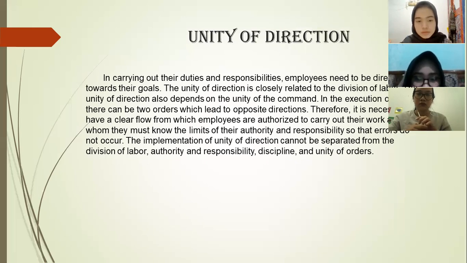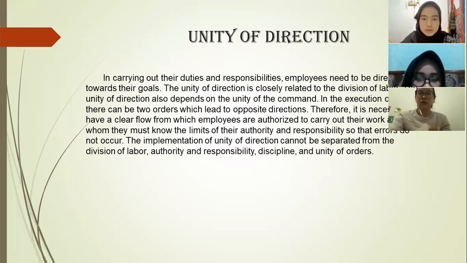Next, unity of direction. In carrying out their duties and responsibilities, employees need to be directed toward the goals. The unity of direction is closely related to the division of labor. The unity of direction also depends on the unity of command in the execution of work. There can be two orders which lead in opposite directions.